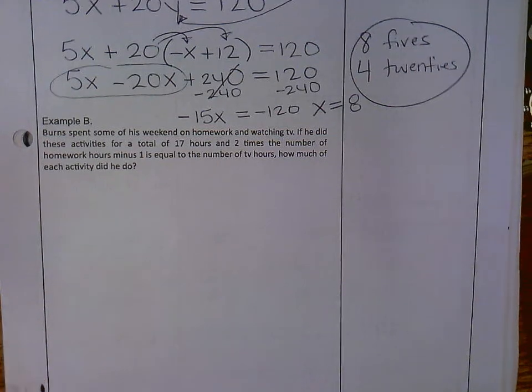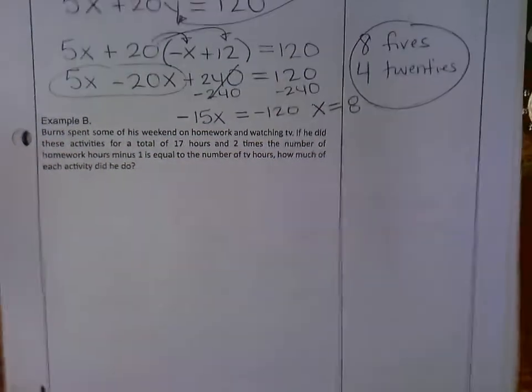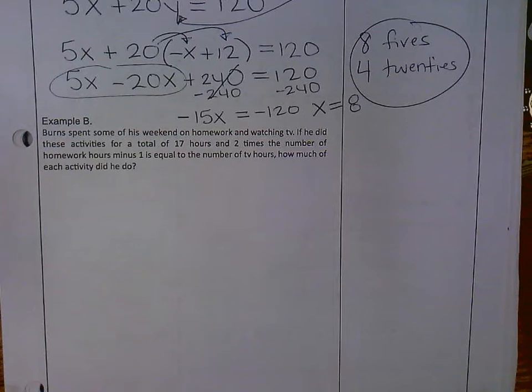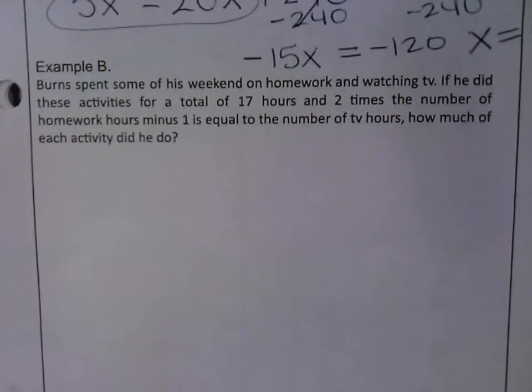So this says Burns spent some of his weekend on homework and watching TV. He did these activities for a total of 17 hours, and 2 times the number of homework hours minus 1 is equal to TV hours. So how much of each activity did he actually do? What am I trying to figure out? How much what and how much what?